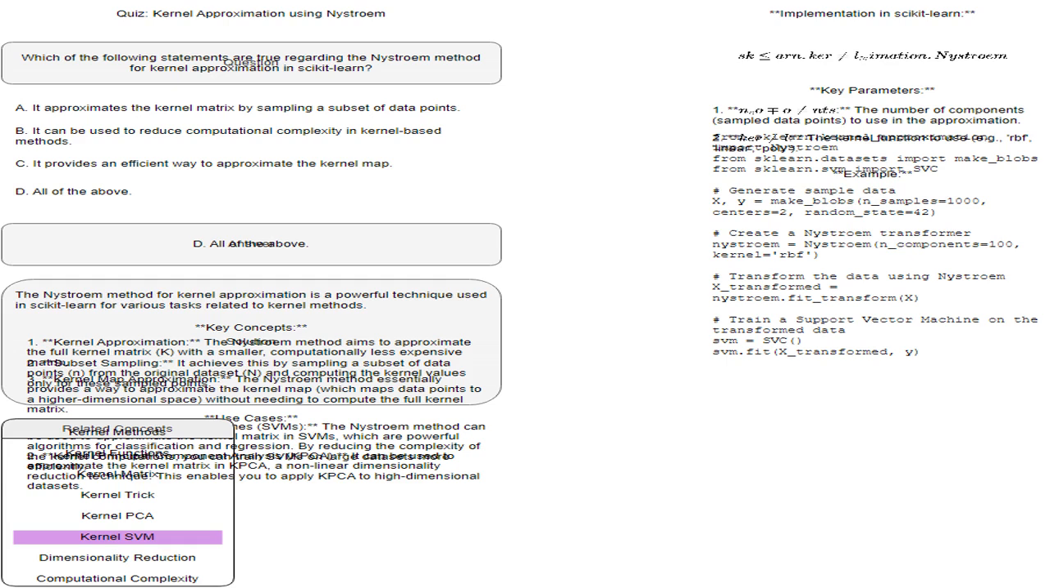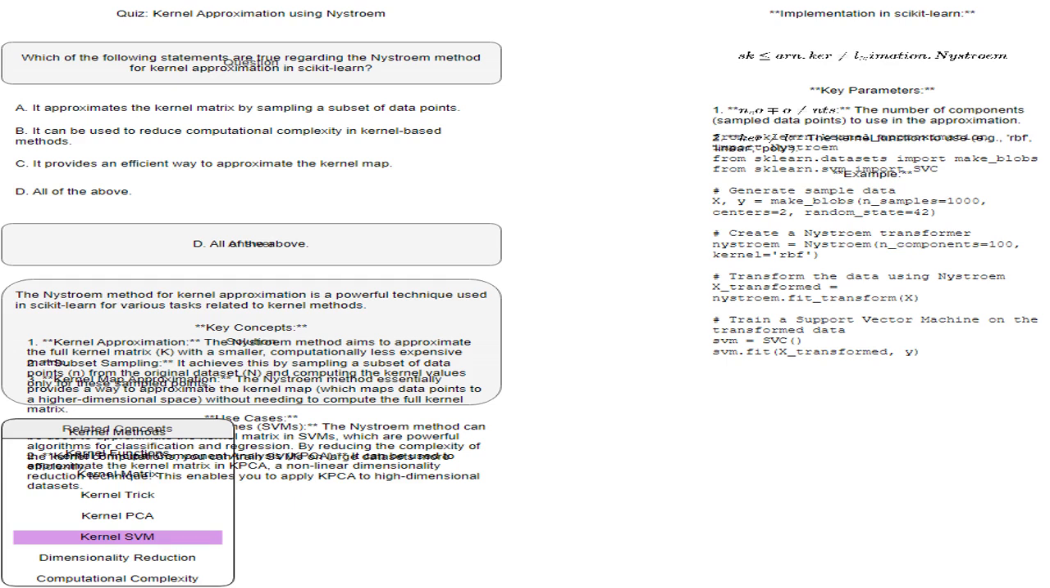They are known for their ability to handle nonlinear relationships and generalize well to unseen data. In medical diagnosis, kernel SVMs can be used to classify patients based on their medical data, helping to predict the likelihood of a particular disease or condition.